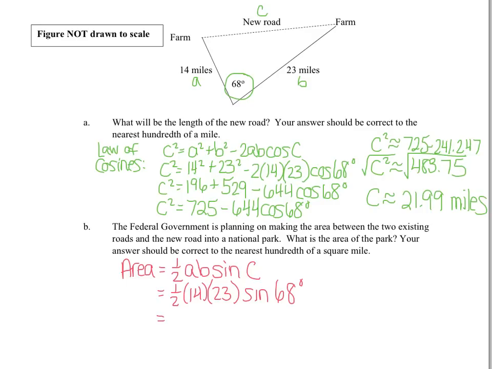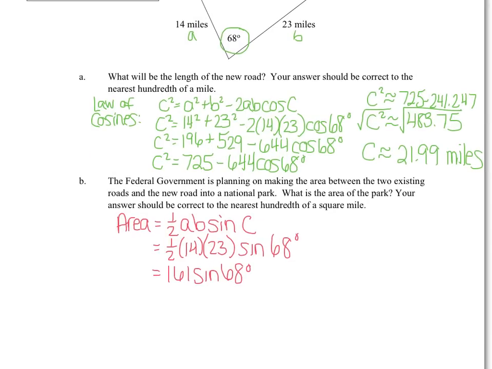Well, 1/2 times 14 times 23 is 161 times the sine of 68 degrees. And when we put that in our calculator, we're going to get our area to be approximately 149.28 square miles, or miles squared. Don't forget your units, and don't forget to square them because area is always units squared.